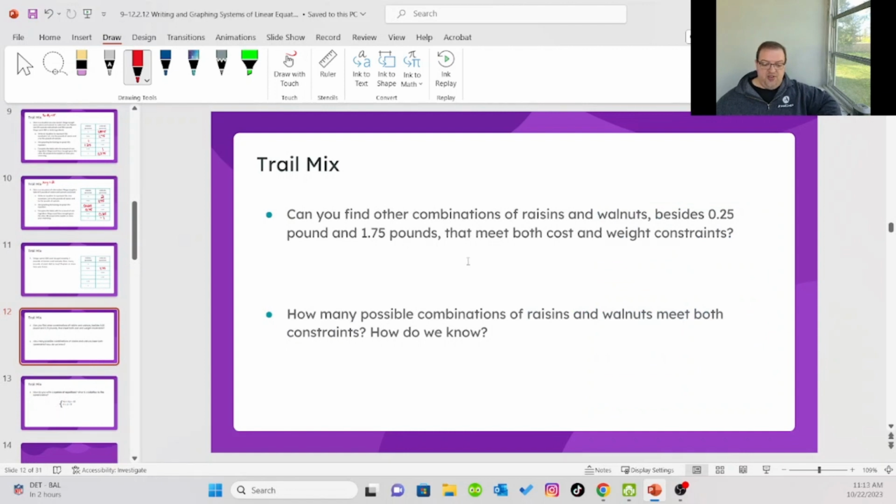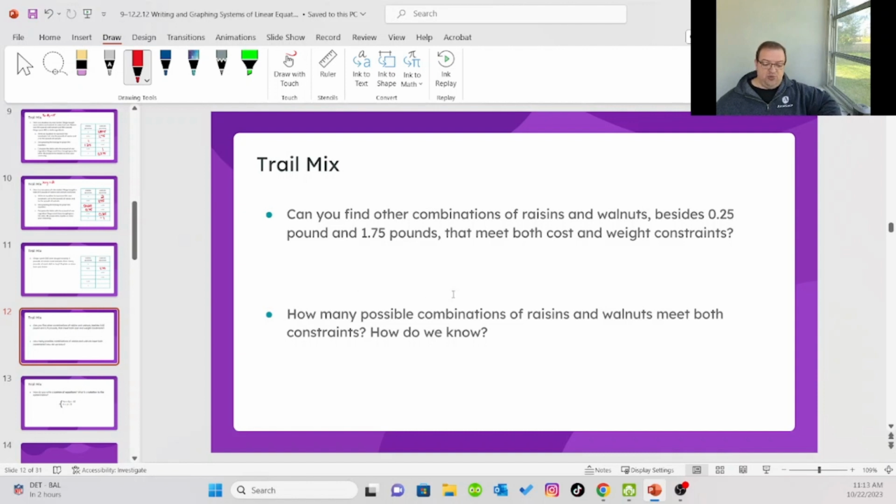Can you find other combinations of raisins and walnuts besides this that meet both the cost and weight constraints? No, because these lines only cross one time. Also, it is the only row in both tables that matches. Every other row is different between the two tables.